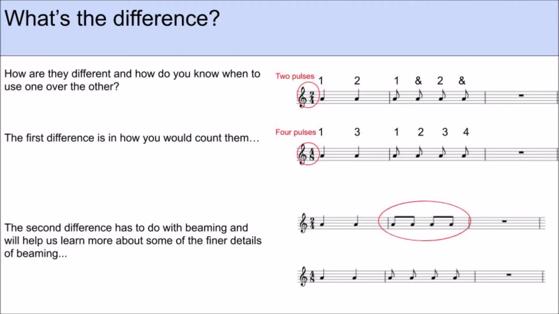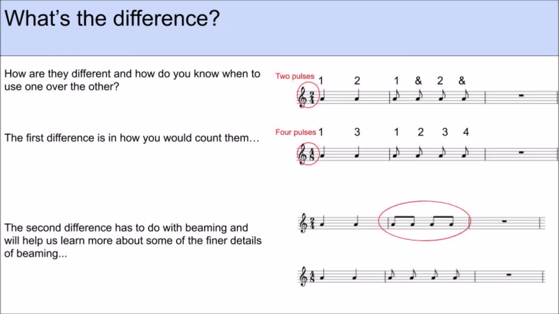In 4/8, we have 4 pulses. So if we count that with 4 pulses in mind, we would say 1, 2, 3, 4, where each eighth note is treated as its own individual pulse because we must have 4 pulses.